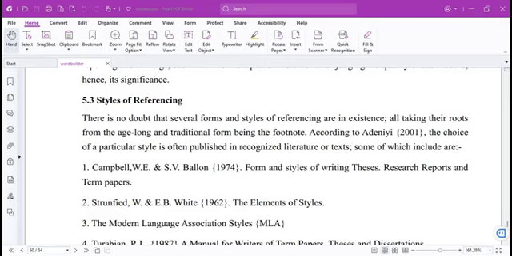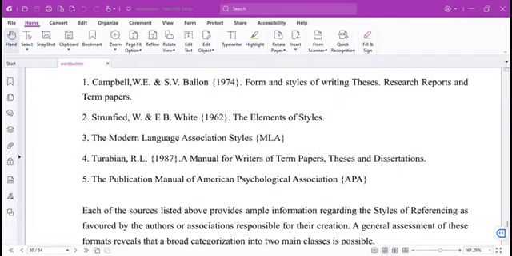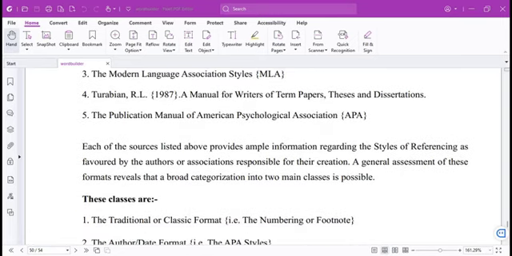1. Campbell W. E. and S.V. Ballon, 1974. Forms and styles of writing theses, research reports, and term papers. 2. Strunk W. and E.B. White, 1962. The Elements of Style. 3. The Modern Language Association Style, MLA. 4. Sarabian R.L., 1987. A Manual for Writers of Term Papers, Theses, and Dissertations. 5. The Publication Manual of the American Psychological Association, APA.